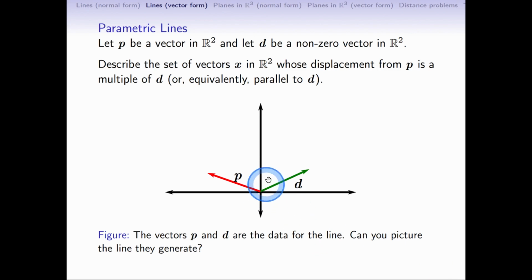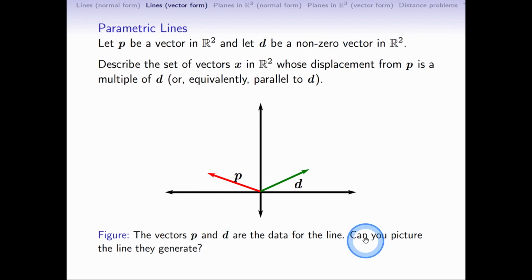If I hand you a vector x, what you're going to do is calculate the displacement from x to P. So you're going to calculate x minus P, and you're going to ask, is x minus P parallel to D? If it is, you're going to keep the vector x, and if it's not, you're going to throw it away. And then if you look at all the vectors we've kept and you look at their tips, they're going to trace out some figure in the plane, and that's going to be the line determined by P and D.